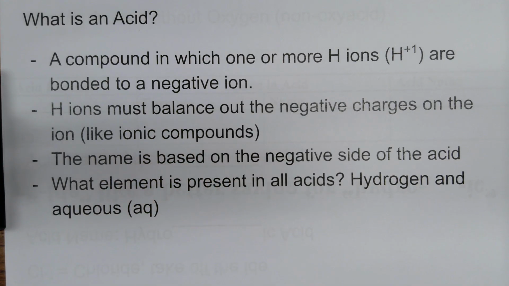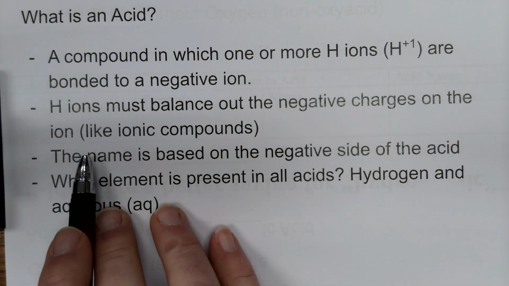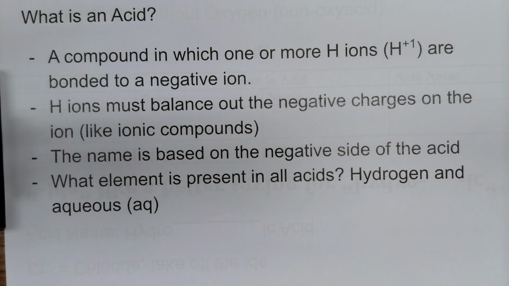We're going to see hydrogen attached to nonmetals like chlorine, fluorine, sulfur, phosphorus, nitrogen. And when we see hydrogen and that negative charge, we're going to think acid. My hydrogen ions must always balance out whatever negative charge is on the negative ion, just like ionic compounds. I'm still dealing with charges.